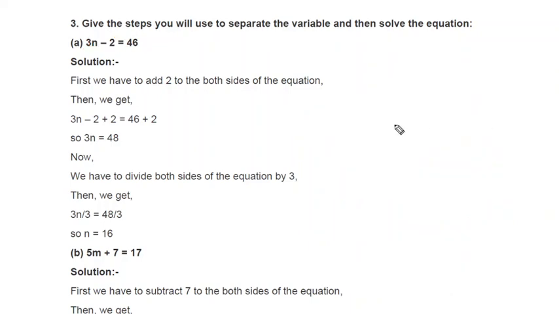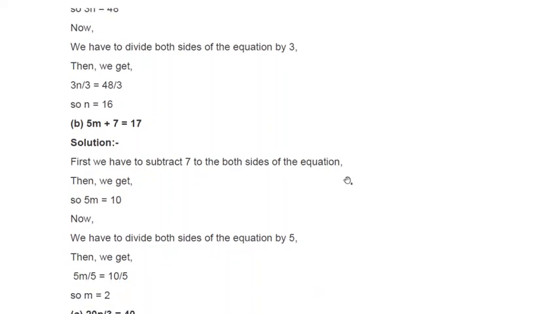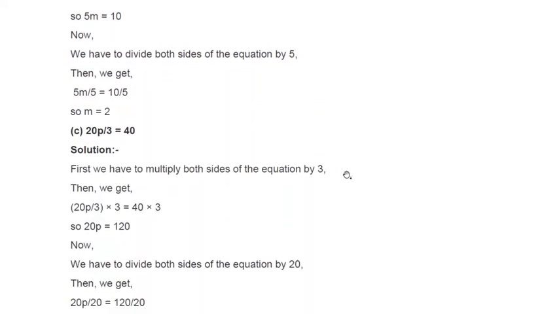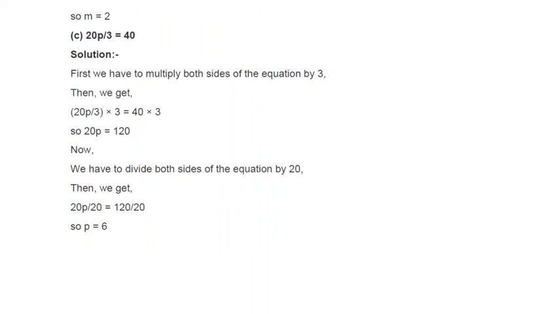Now you can see another problem is there, 5m plus 7 equal to 17. This is also the same as A, so I am not solving B. We'll move to another question, C. Okay, we'll try this question, C. So read the question here. 20p divided by 3 equal to 40. Or 20 into p you can write, divided by 3 equal to 40.